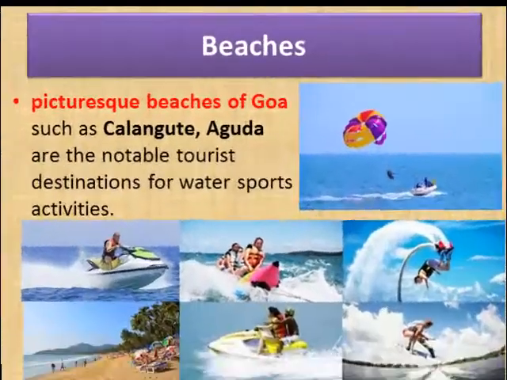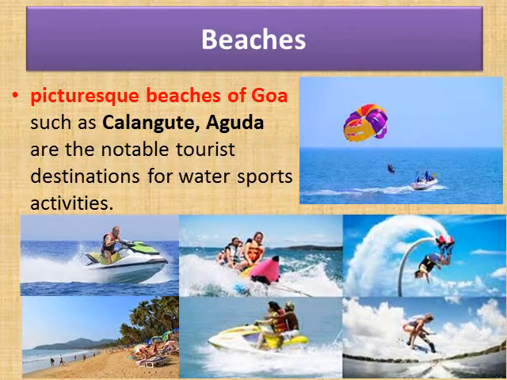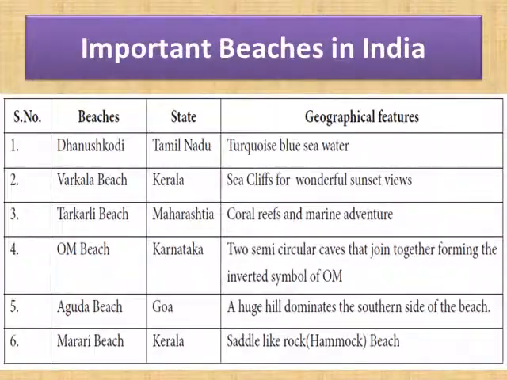Not only that, children, the picturesque beaches of Goa such as the Calangute and Aguda are notable tourist destinations for water sports activities. You can do scuba diving, snorkeling, sunset backwater, kayaking, flyboard, parasailing, bumper ride, jet ski, banana boat race, and so on. The list is endless. Children, now let us learn about the important beaches in India.